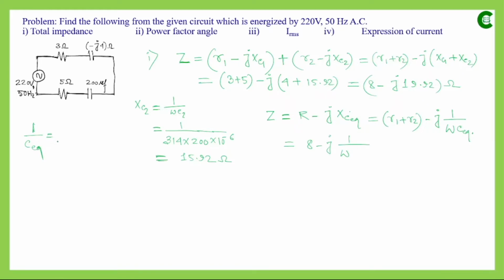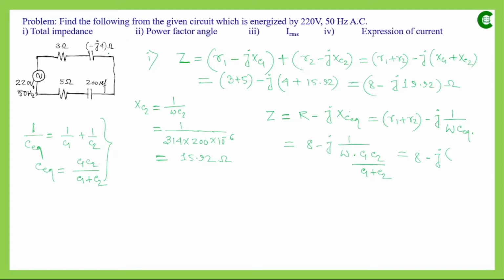So 1 by C equivalent will be equal to 1 by C1 plus 1 by C2. That means C equivalent can be found this way: C1 C2 divided by C1 plus C2. So in place of this equivalent capacitance, we can write this expression C1 C2 divided by C1 plus C2. So here we can write 8 minus j, and this C1 plus C2 will go up, it will come in the numerator, and they are having the values.